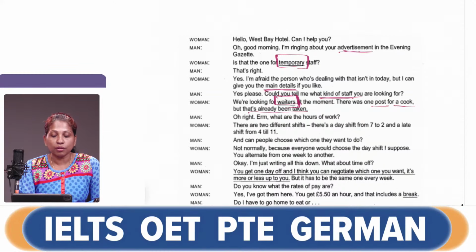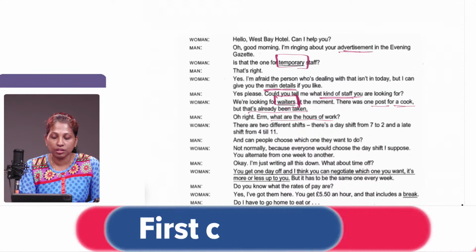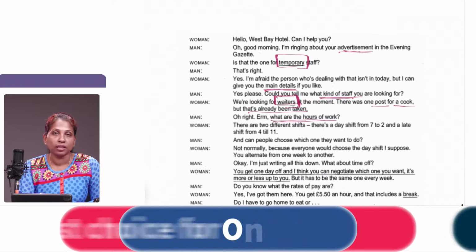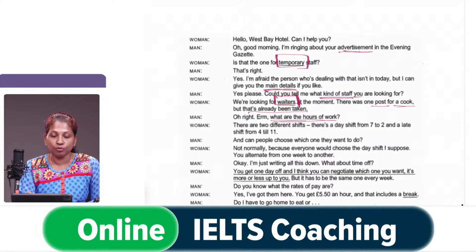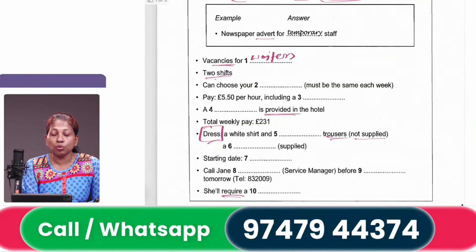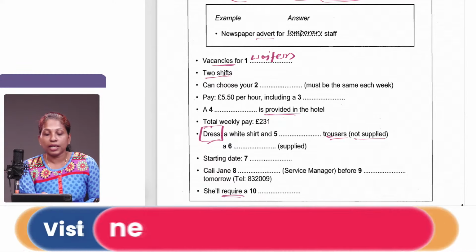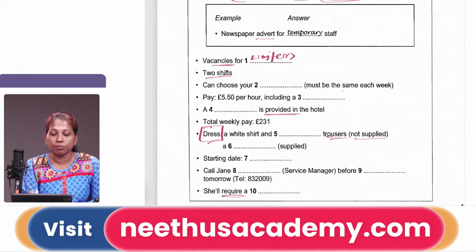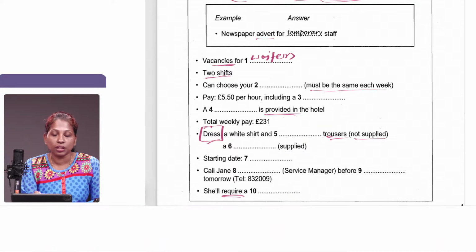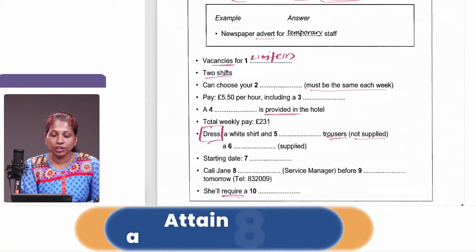Man: Alright. What are the hours of work? That means how many hours the particular person will have to work in that job posting. That is hours of work. Now we have got a note here which says 2 shifts. There are 2 particular shifts already given. And it says, can choose your dash. Must be the same each week. Something which you choose will be the same each week. What is that? It can be a time, it can be something else, whatever it is. Let's see.